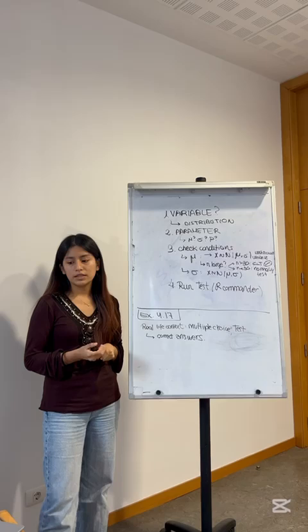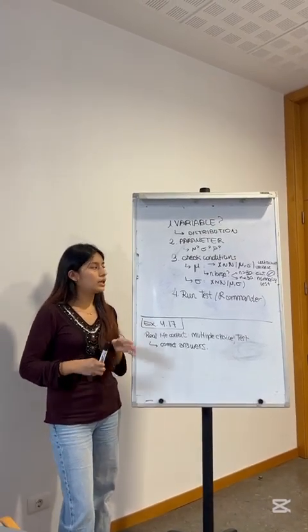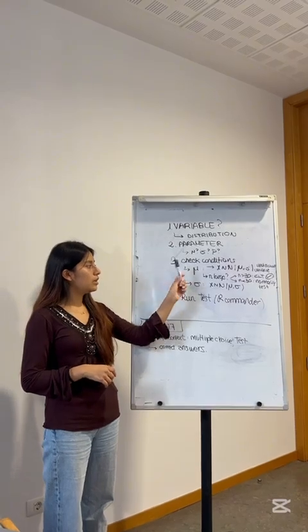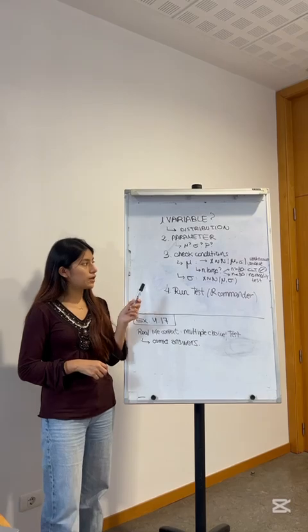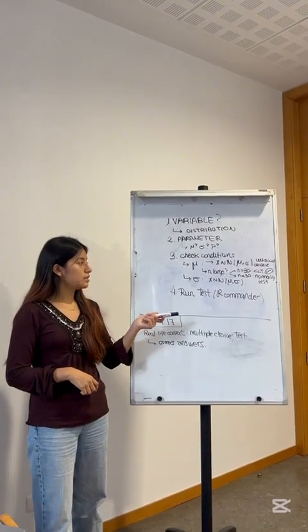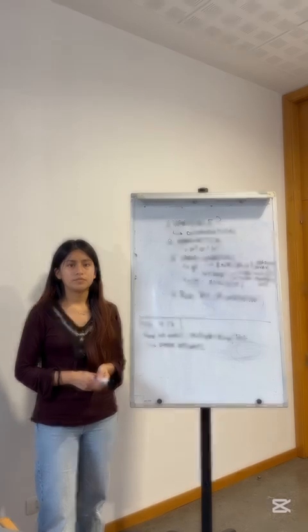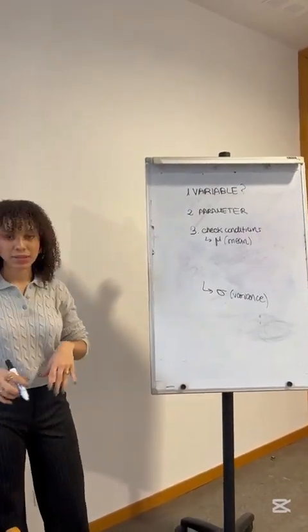Then once we have set the parameter, we have to check the conditions. They are different for every case. We have different conditions for mean and for variance as well as for proportion. And finally, once we have checked that all these conditions are met, we are going to run the test with the command run. Now we are going to solve the exercise following these several steps.